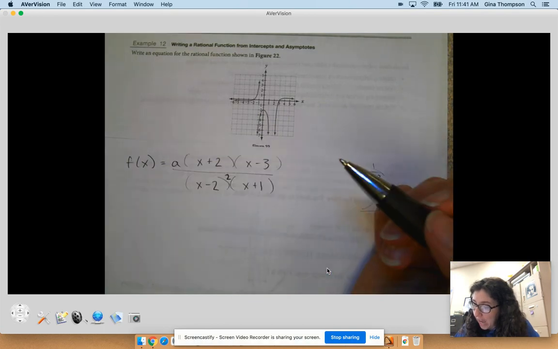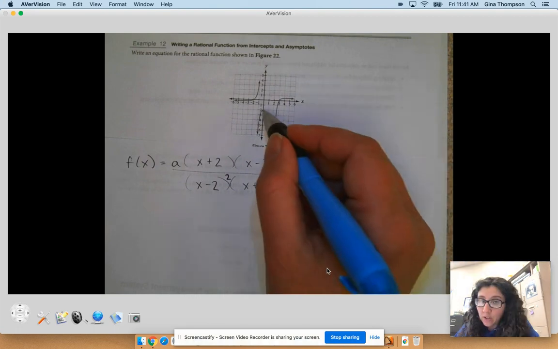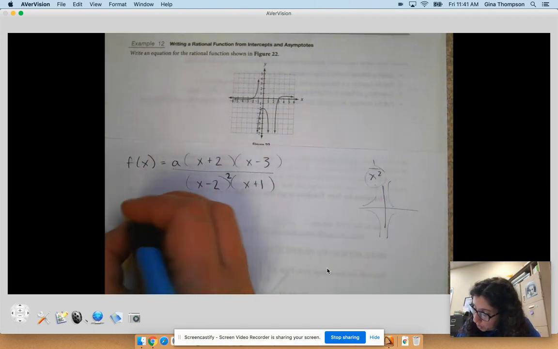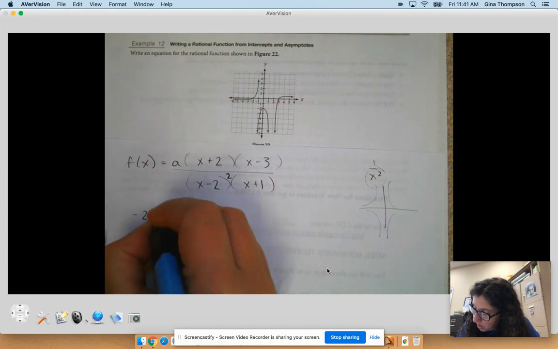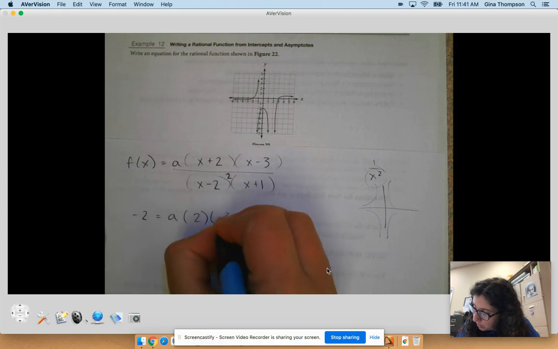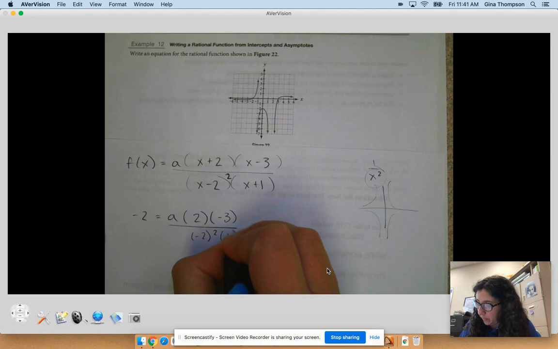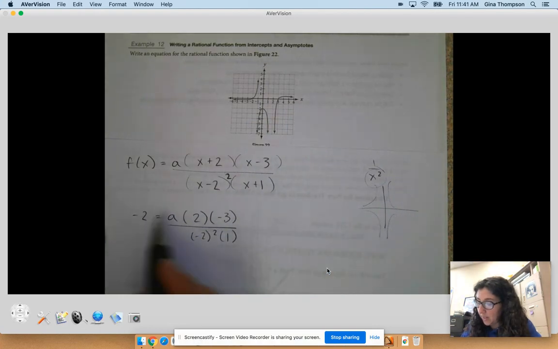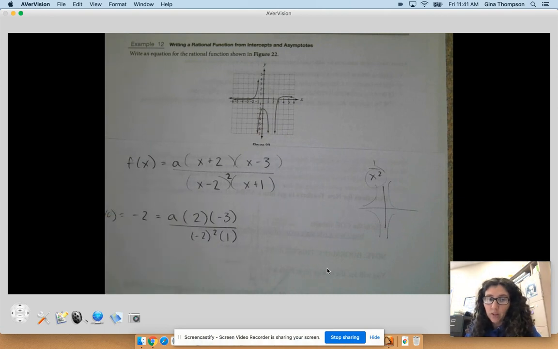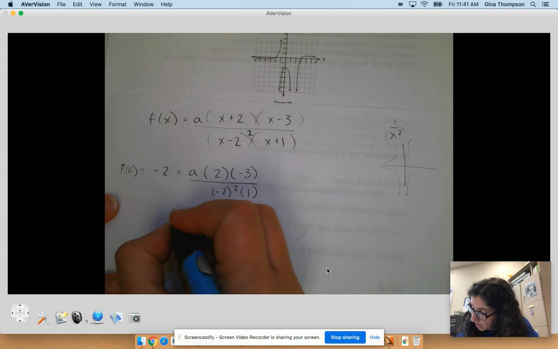Okay, how can we solve for A? Well, we've got one more point that's pretty easy to find. We have this y-intercept. When x is 0, y is -2. So f of 0 equals -2, and we plug in: (-3)(2) over (-2) squared times 1, times A. This whole thing is f of 0, which equals -2.